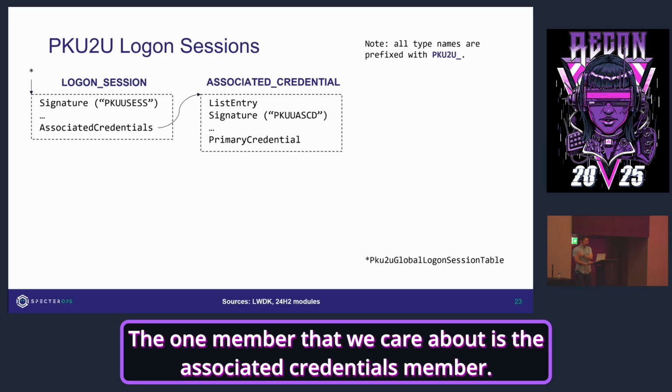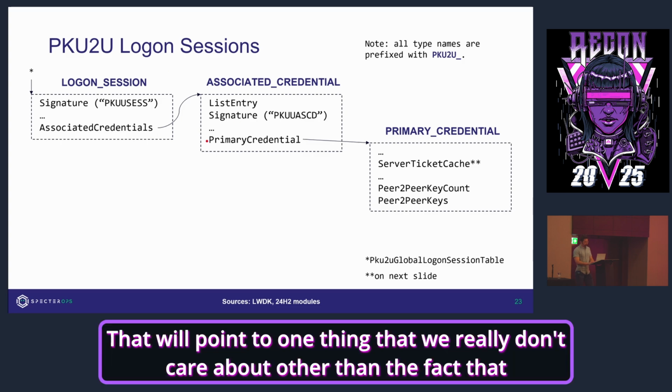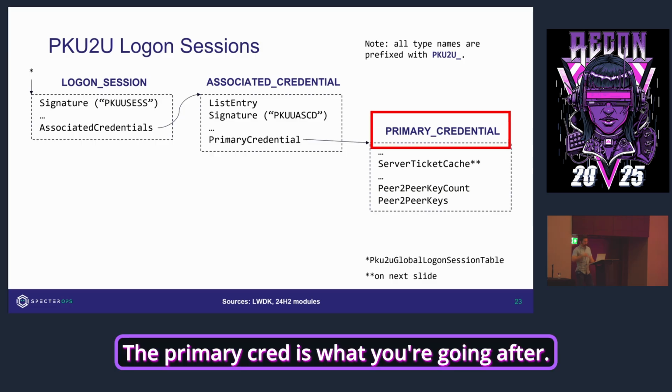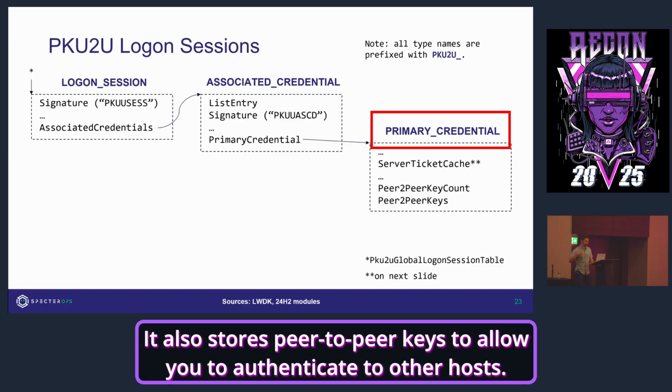The one member that we care about is the associated credentials member. That will point to one thing that we really don't care about other than the fact that it points to a primary cred. The primary cred is what you're going after. The primary cred stores a ticket cache. It also stores peer-to-peer keys to allow you to authenticate to other hosts.